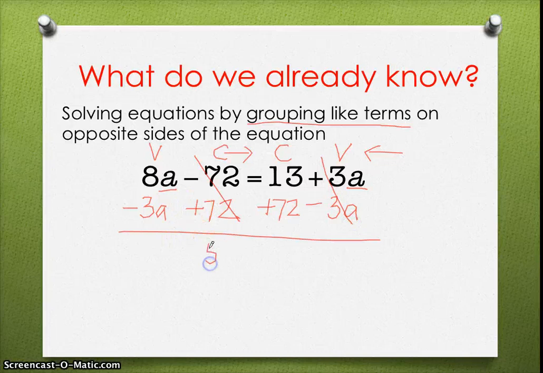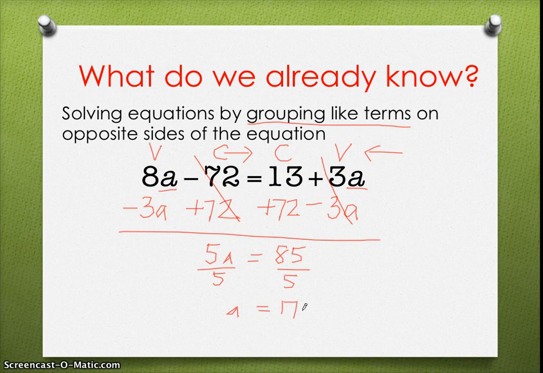So now we have 5a equals 85. And since we're multiplying that a by a 5, the inverse would be to divide by 5. So our answer is a equals 17.